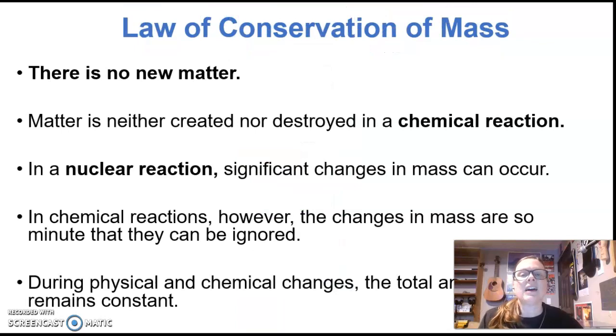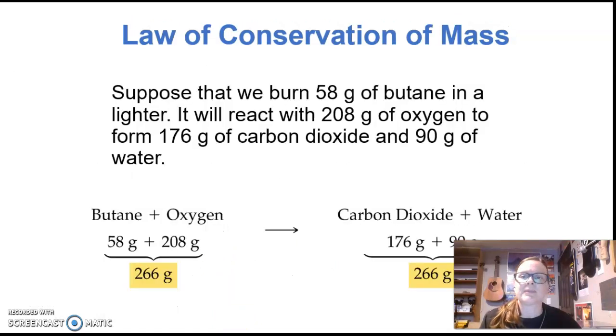All right, the law of conservation of mass. Matter cannot be created or destroyed in a chemical reaction, okay? So the amount that you start with, you're going to have that same amount to end with. Now, in a nuclear reaction, significant changes in mass can occur. In chemical reactions, however, the changes in mass are so slight that they can be ignored. During physical and chemical changes, the amount of matter remains constant.